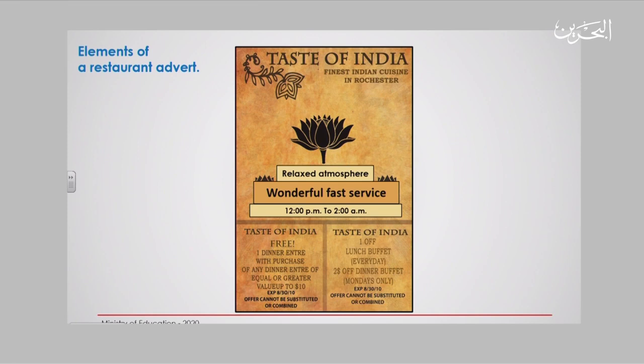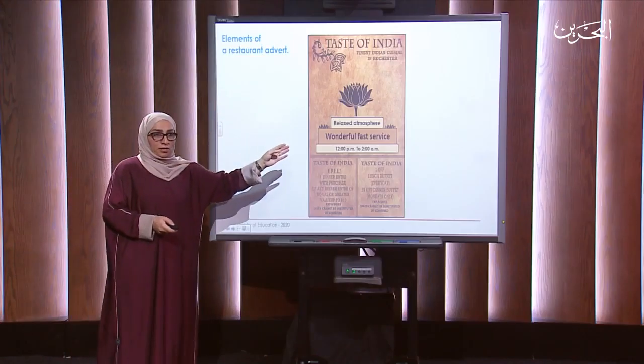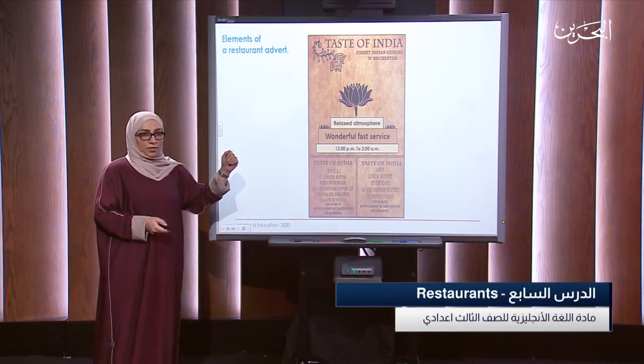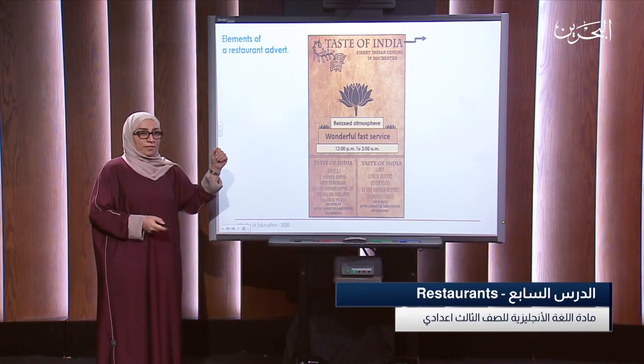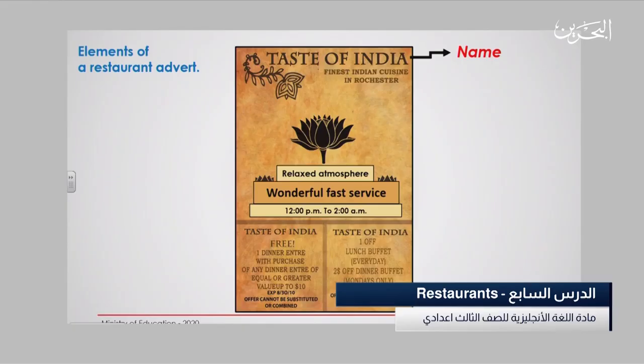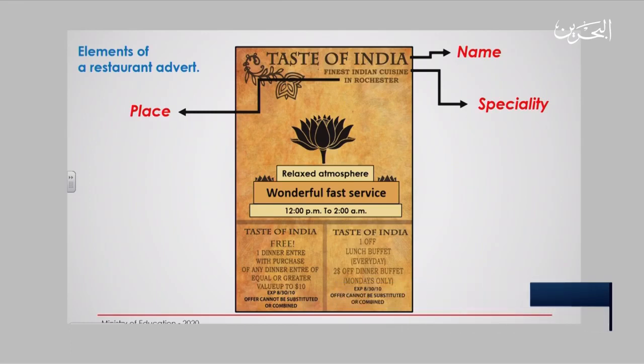Here you have an advert of a restaurant. We want to go through it to find out the elements of a restaurant advert. We will start. We have the name of the restaurant, Taste of India, the place, it's in Rochester, the specialty: what type of food the restaurant is special in, for example, Indian food.